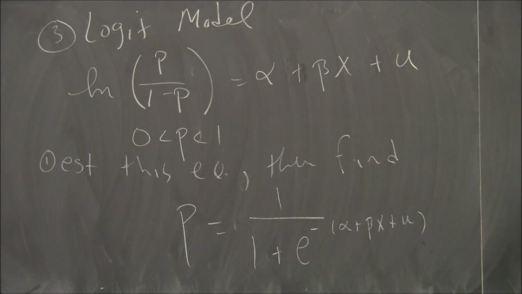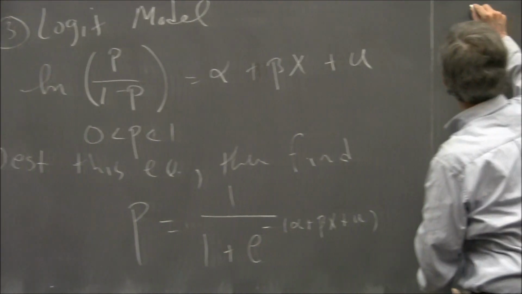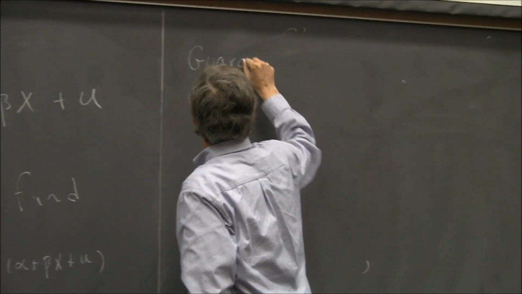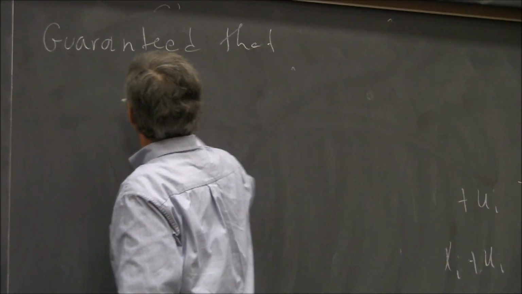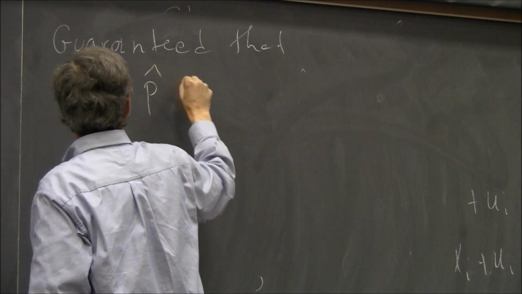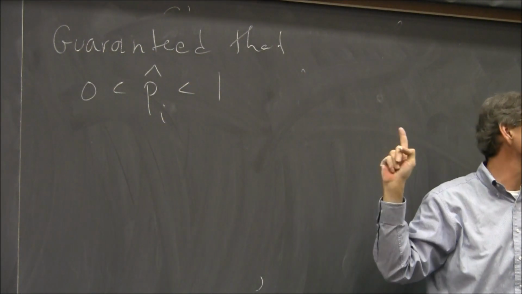Now, the reason this is a useful model, what we like about this model compared to the other ones so far, is that we're guaranteed that the estimated probabilities will be between 0 and 1. We're not sure of that in the other model.